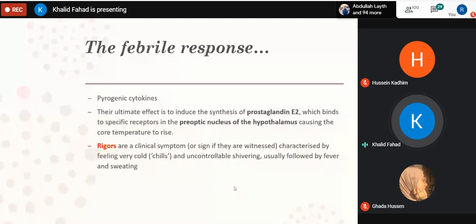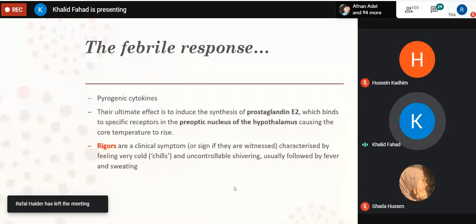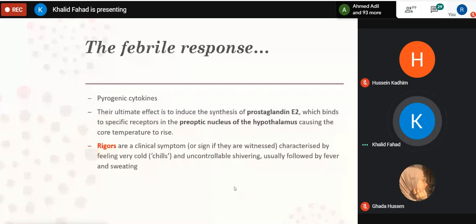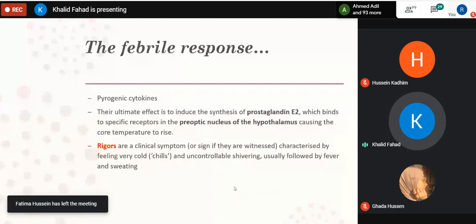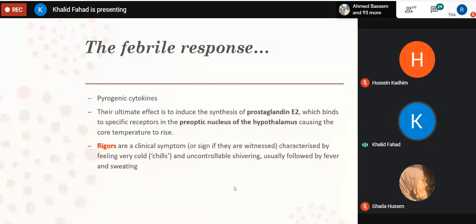So what do we mean by rigors? Rigors are a clinical symptom, or a sign if they are witnessed. So the patient may describe rigors, or you may see them in the clinical examination. Rigors are characterized by feeling very cold, so the patient will feel cold with uncontrollable shivering, and it is usually followed by fever.